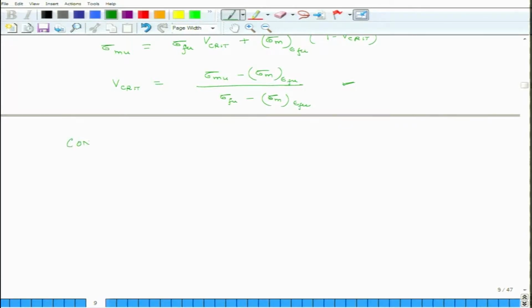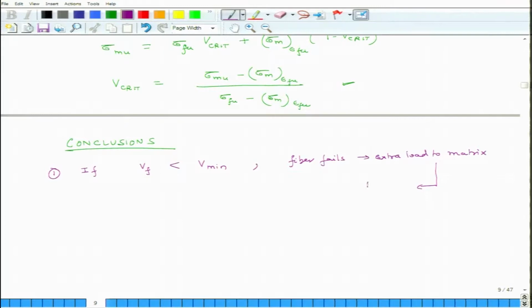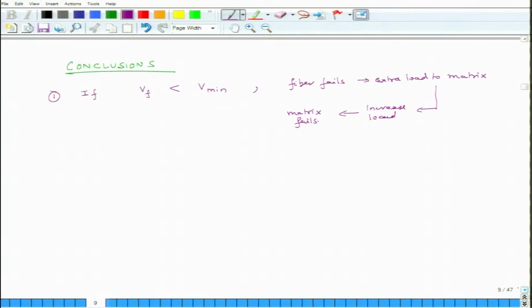So, conclusions. The first conclusion is, if the volume fraction in the unidirectional composite is less than V min, then the fiber fails, the extra load goes to the matrix, then you increase the load, and then the matrix fails, right. So, this is the first scenario.